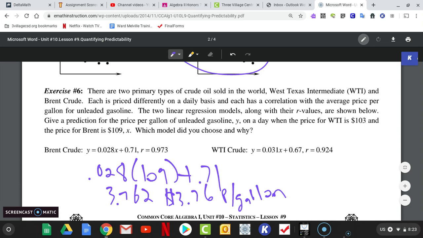So you could do the same thing with WTI crude, but it says which model would you pick based on the lesson we just did. Look at the R values, even though they're very close. Which one should you pick? Brent crude. The Brent crude model should be used to predict the price of gasoline because its R value is closer to 1 than that for WTI crude.